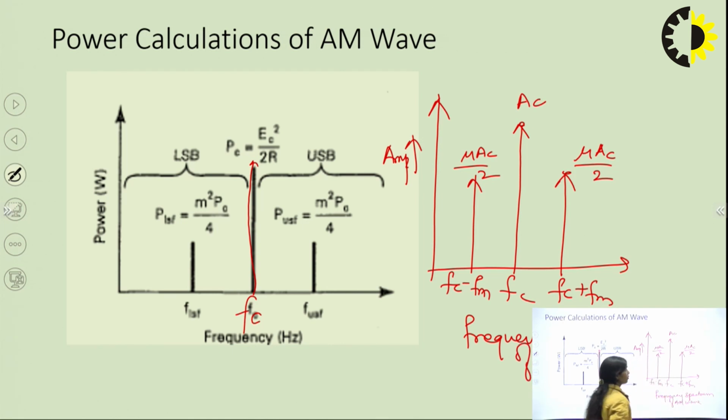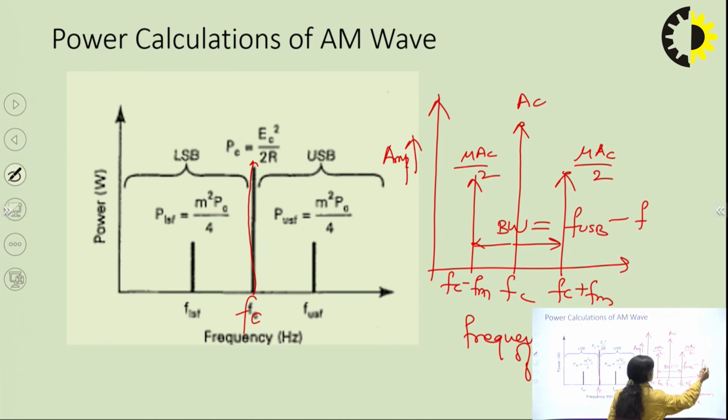So in this case, we had observed that this is the frequency spectrum, and we can also obtain the bandwidth. This is the bandwidth. Basically, bandwidth is defined as upper sideband frequency minus lower sideband frequency, and it is obtained as 2 FM. Basically, this is twice the frequency of the baseband signal or modulating signal.